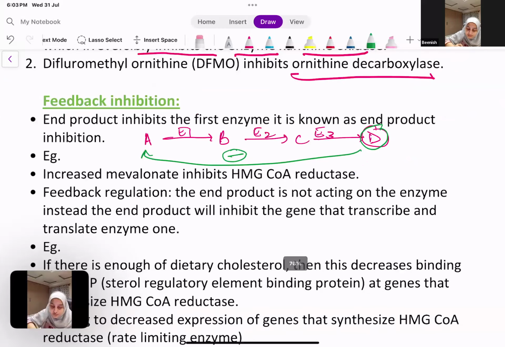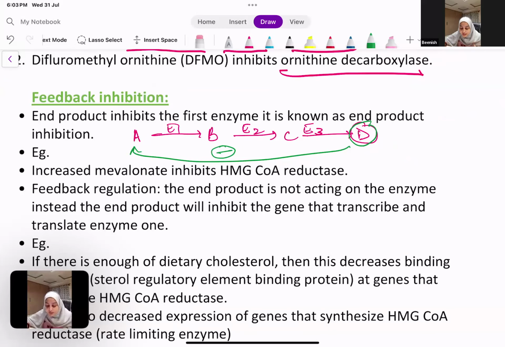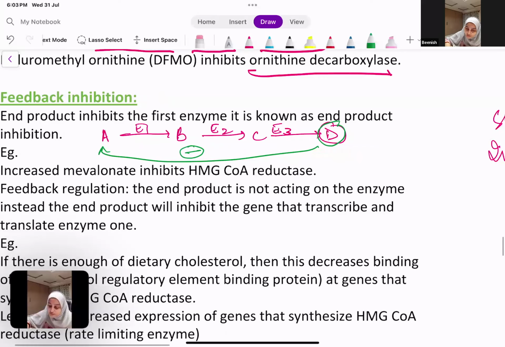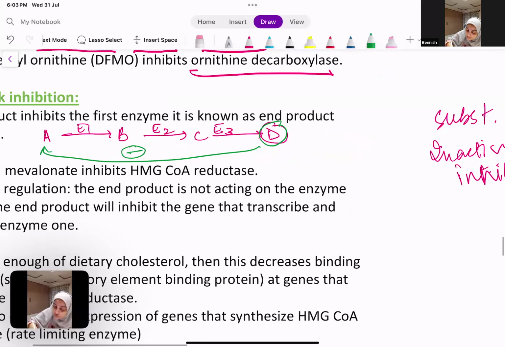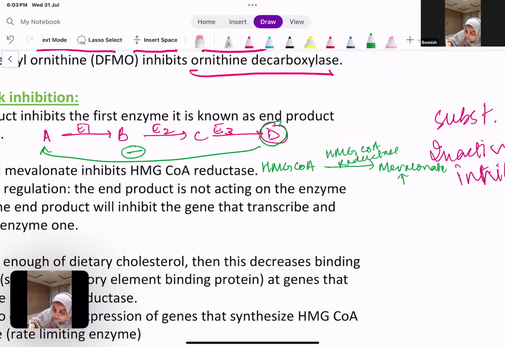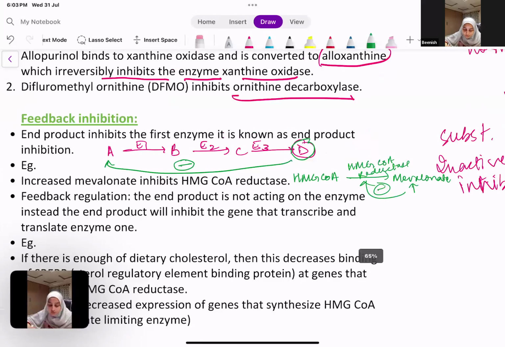An example would be, if you increase mevalonate, it inhibits HMG-CoA reductase. So HMG-CoA is forming mevalonate, and the enzyme is HMG-CoA reductase. If you have increased mevalonate, it is going to inhibit this HMG-CoA reductase. So this is your example of end product inhibition.